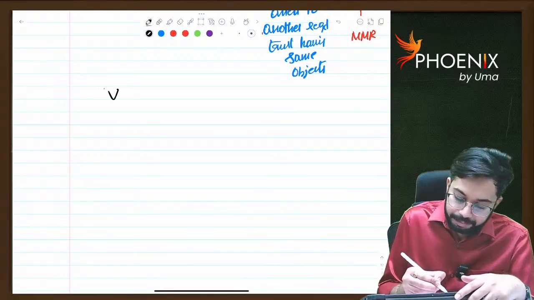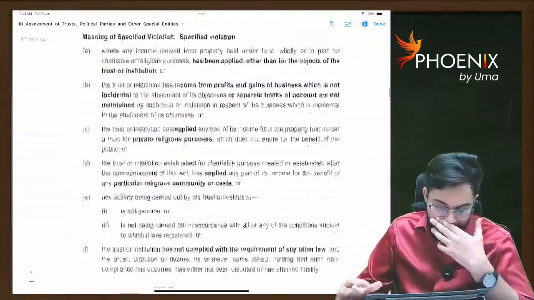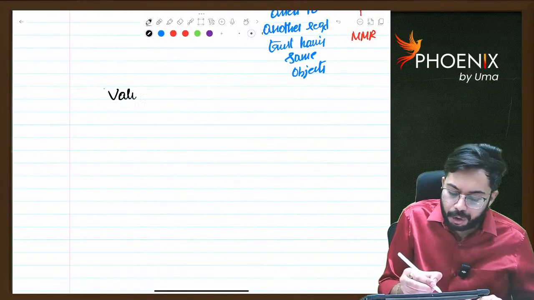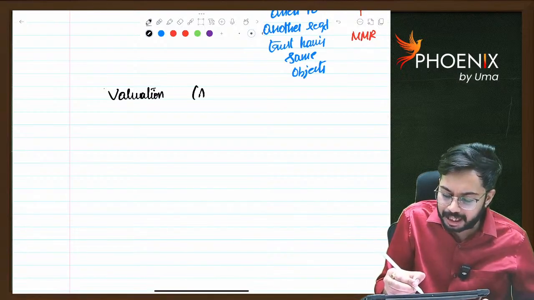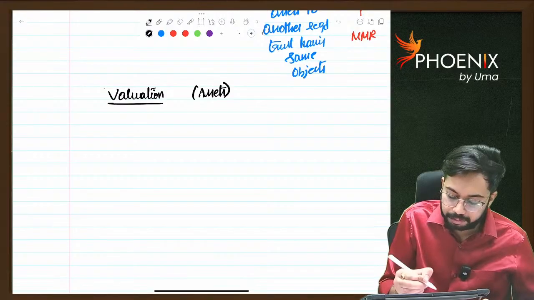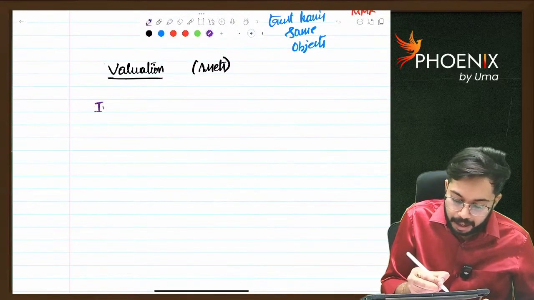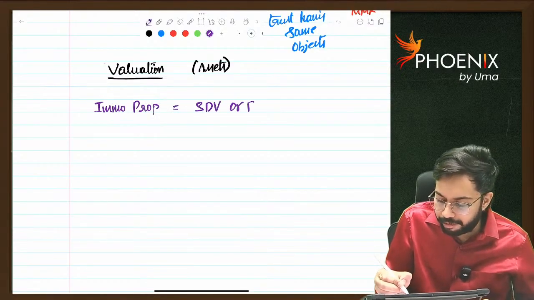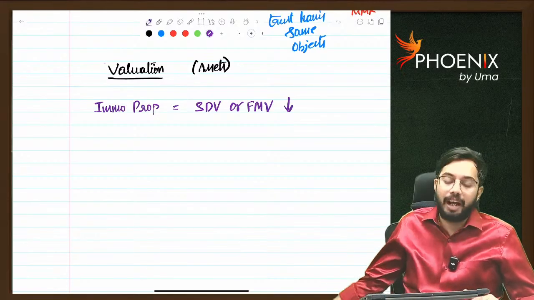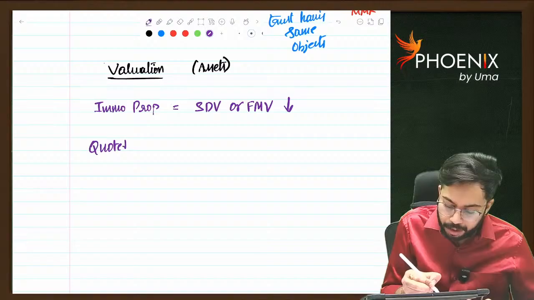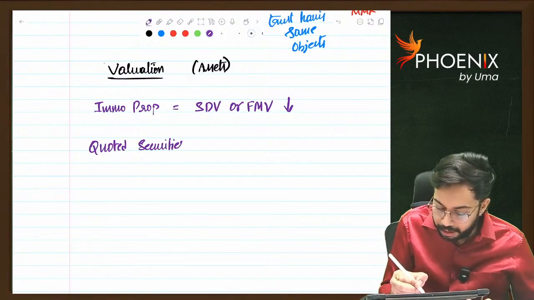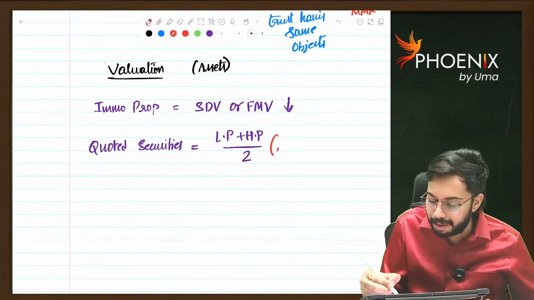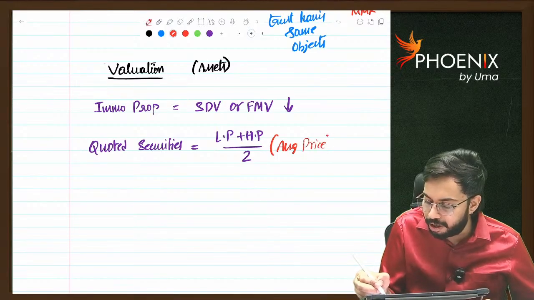Now, valuation. Here it was there. You can see the valuation also. I will explain in simple terms. Valuation. How to calculate fair market value of assets. If it is immovable property, it is calculated at stamp duty value or fair market value, whichever is lower as on valuation date. If there are quoted securities, then you need to consider lowest price plus highest price divided by 2. Nothing but you will consider average price on the date of valuation.